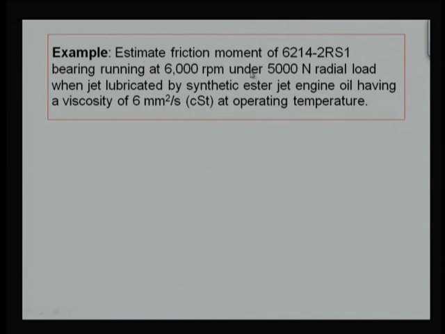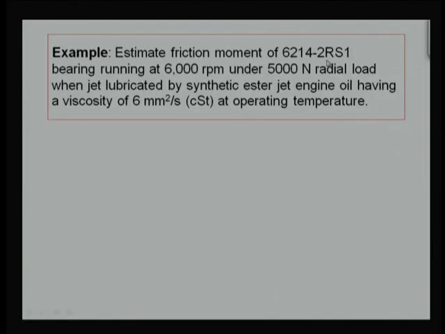So, estimate the friction moment of a bearing, that is 6214. This is a deep groove ball bearing. 14 is a 70 mm diameter. If I multiply 14 with 5, I'll be getting 70 mm. It has seals at both ends. That's why we are writing 2RS1. If it is only 1 RS, then the seal is only on one side. If it is RZ, then we can say the seal is on one side and a shield on the other side. All configurations are available in the market. We can choose a bearing from a catalog as per our requirement.